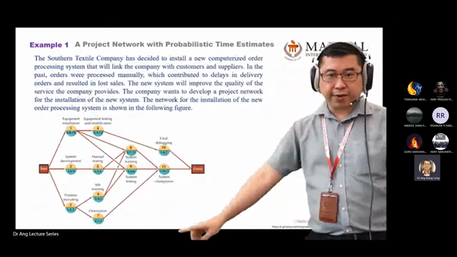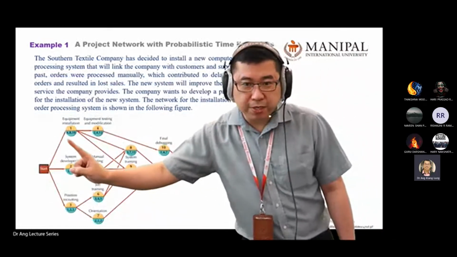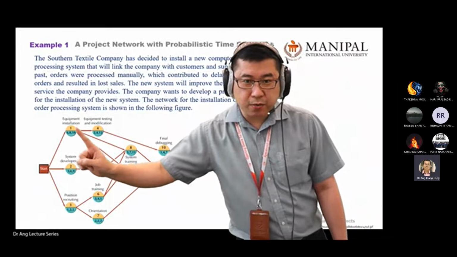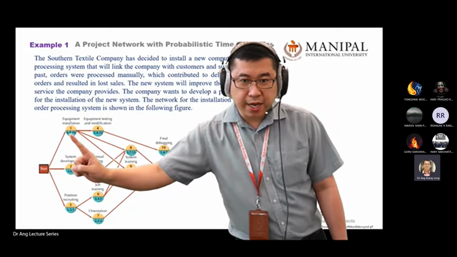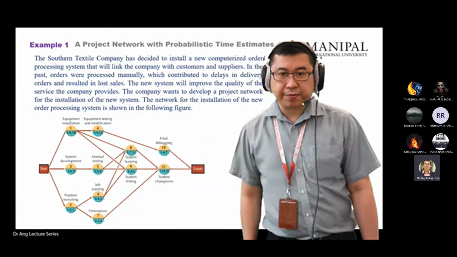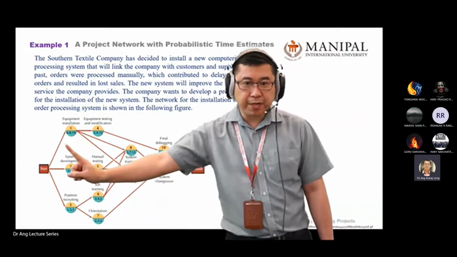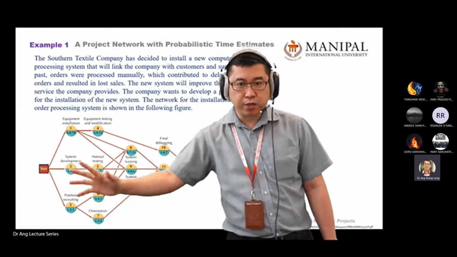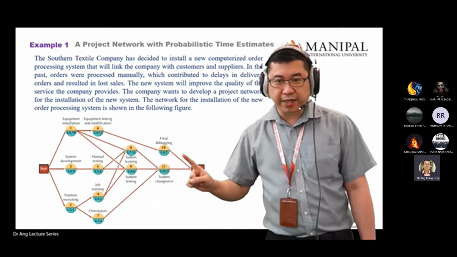Go back to the diagram. I'm not sure whether you're able to see. On the screen here, you see activity 1, 6, 8, and 10. We copy the numbers and put them into the table. 6, 8, and 10. Do the same for activity 1 until 11.